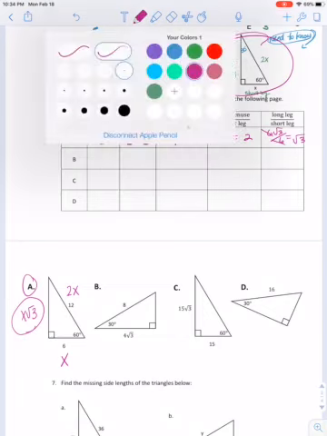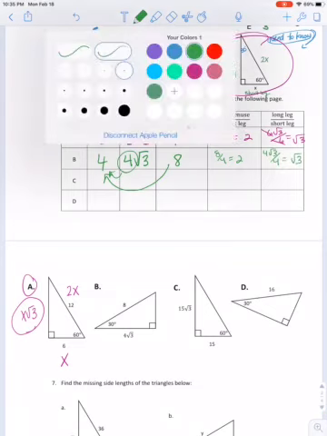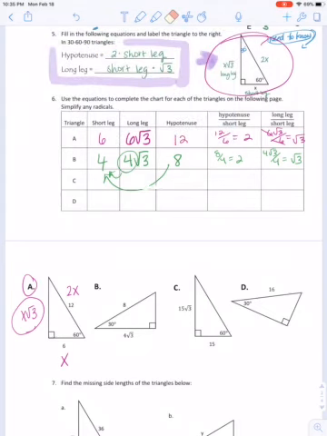Okay, let's do B. So if I have the long leg as 4 square root of 3, the hypotenuse is 8, what is the short leg? Well, I know it's half of the hypotenuse. It's also the number outside of the square root of 3. So the short leg has to be 4. And you can check that ratio. 8 over 4 is 2. 4 square root of 3 over 4 is just the square root of 3. Right? Isn't this fun and easy?